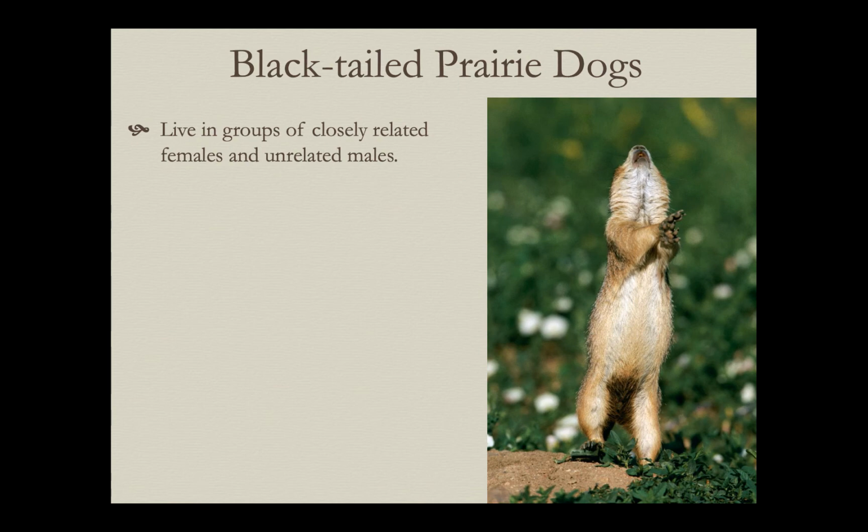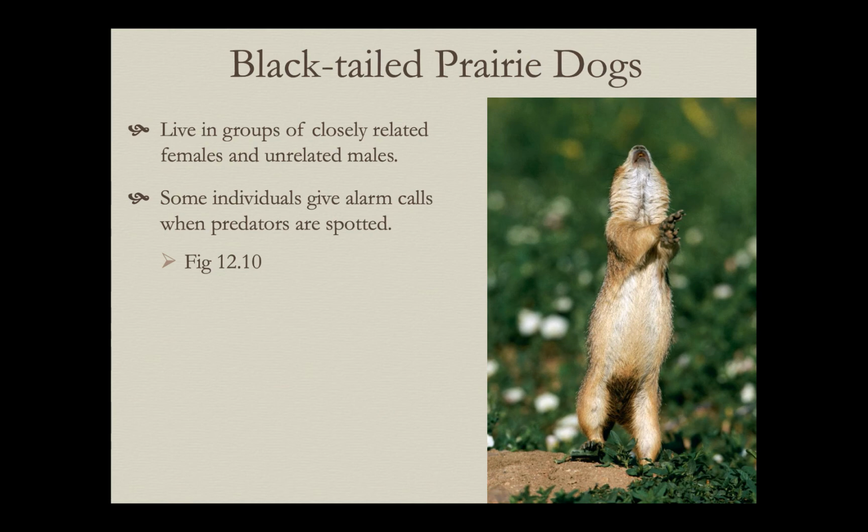They live in these large groups, usually a fairly large number of closely related females and unrelated male breeders that come into the population. And what we see is when a predator approaches the colony, some individuals will give alarm calls. There's the potential that this makes the signaling individual, like the one in this photograph, more prone to being killed by the predator. But the idea is if they sacrifice their life and save the lives of multiple closely related individuals, this is still the best way that they're saving copies of their genes.